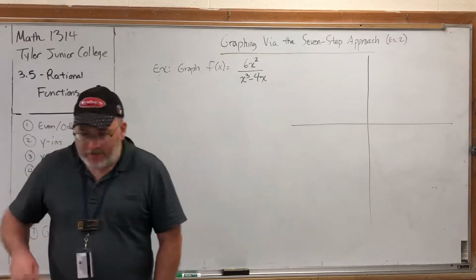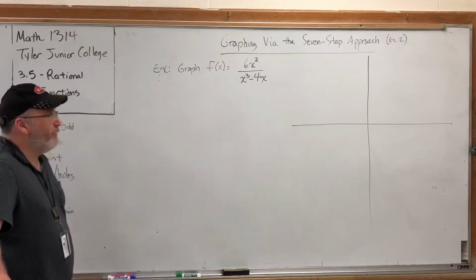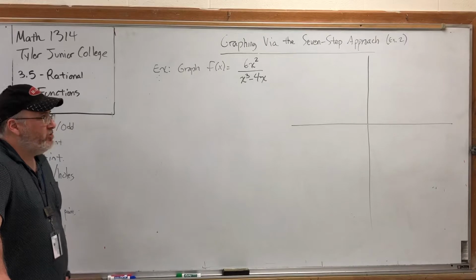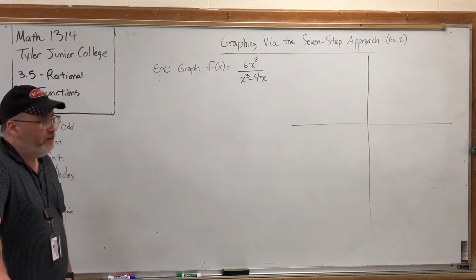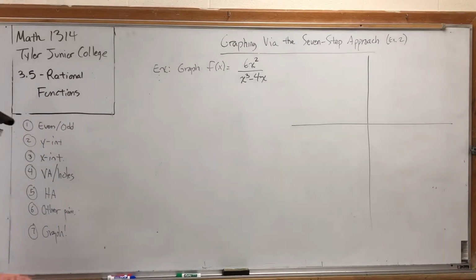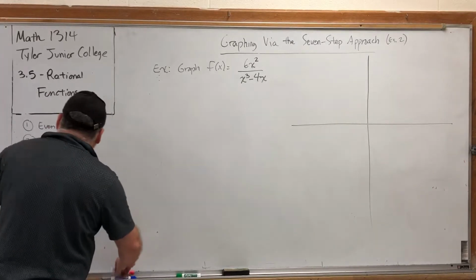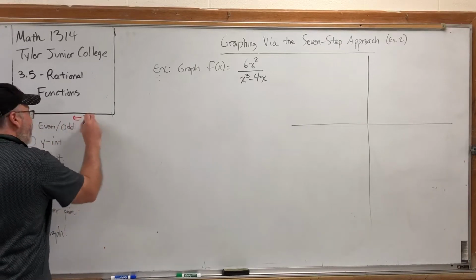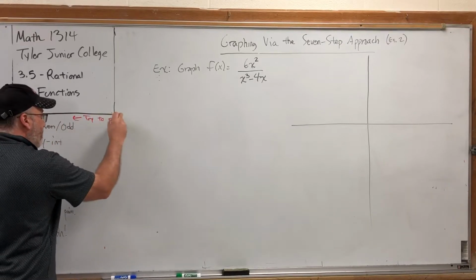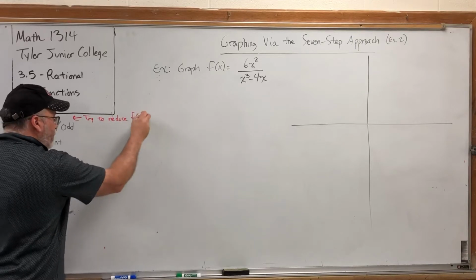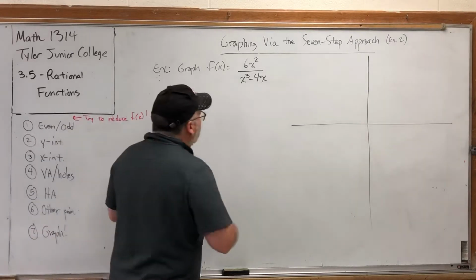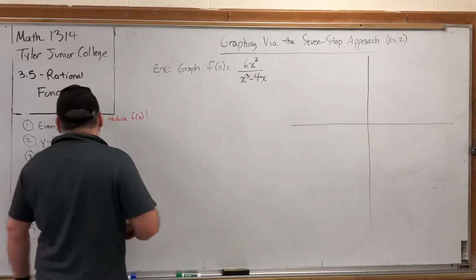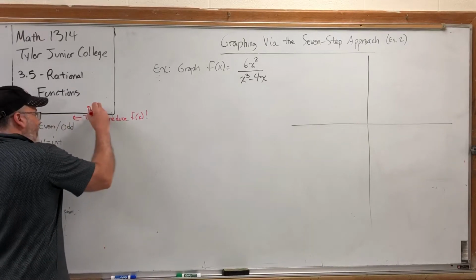f of x equals 6x squared over x cubed minus 4x. The point I wanted to make on this one, before we go through the 7 steps, is you may have a function that has a different reduced form. So prior to all this, what you should actually do first is try to reduce the function, because it will save you some headaches if you try to reduce it now instead of waiting until you look for vertical asymptotes and holes. But before we do this, we should also actually try to identify the domain.